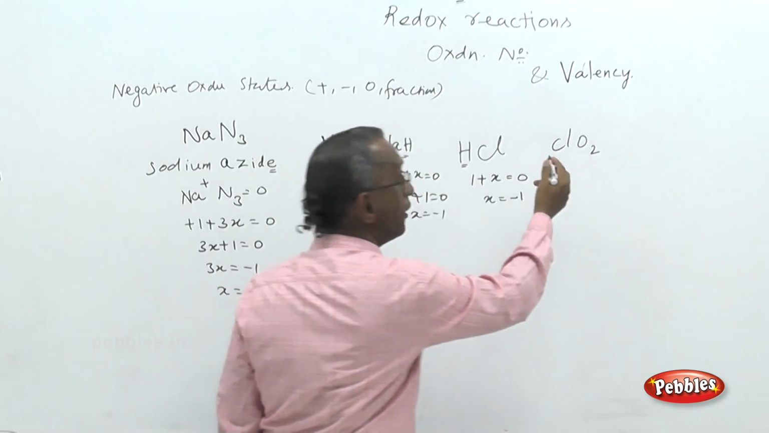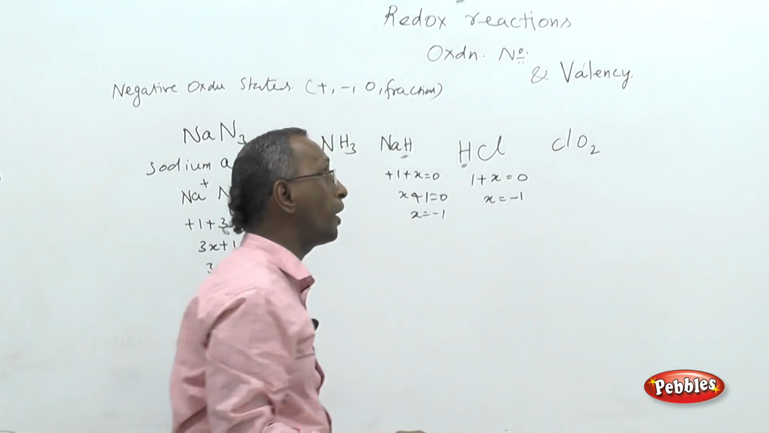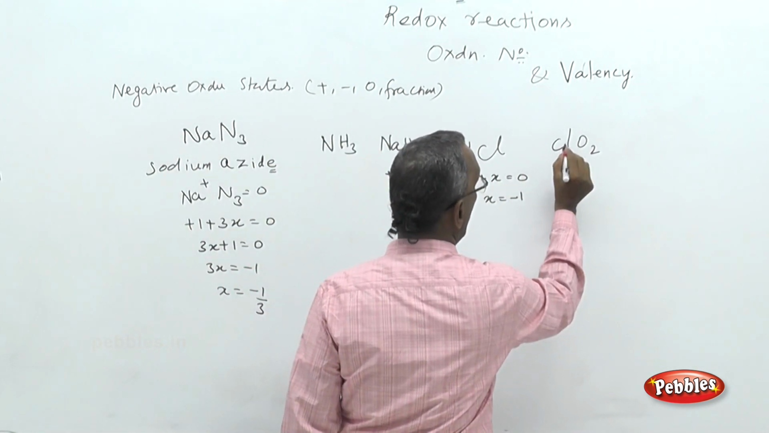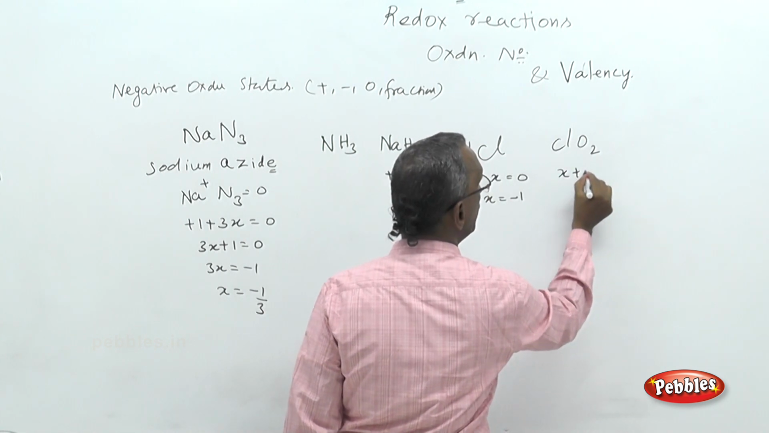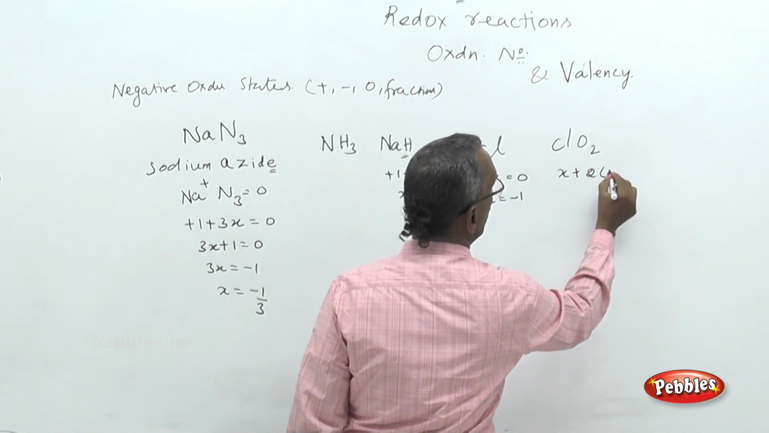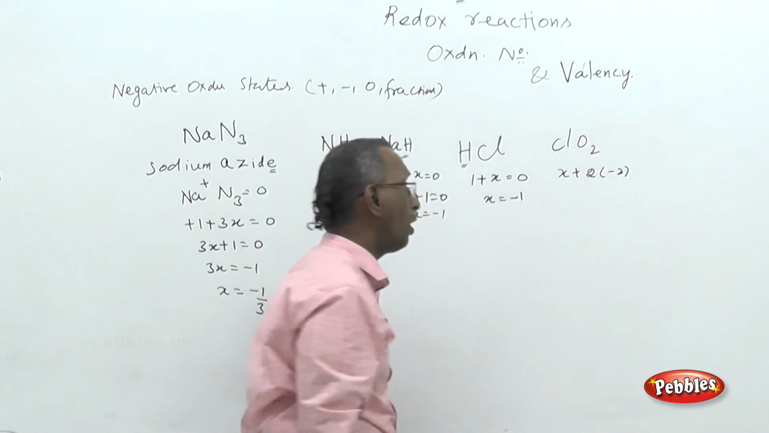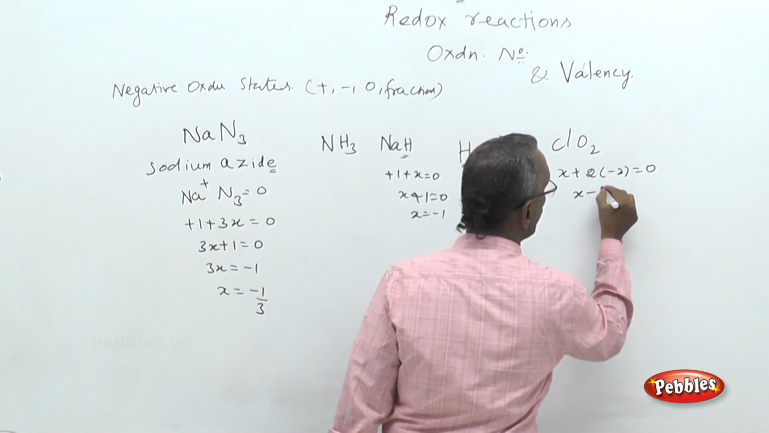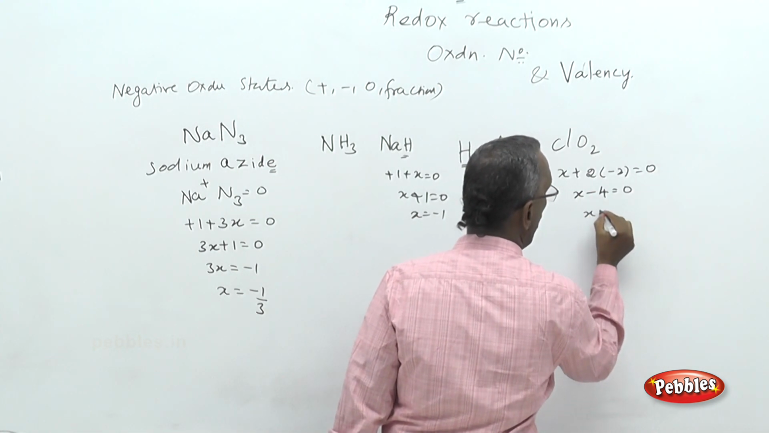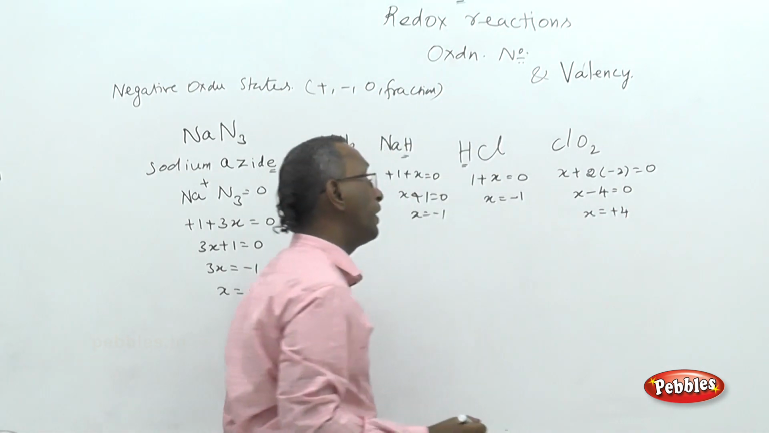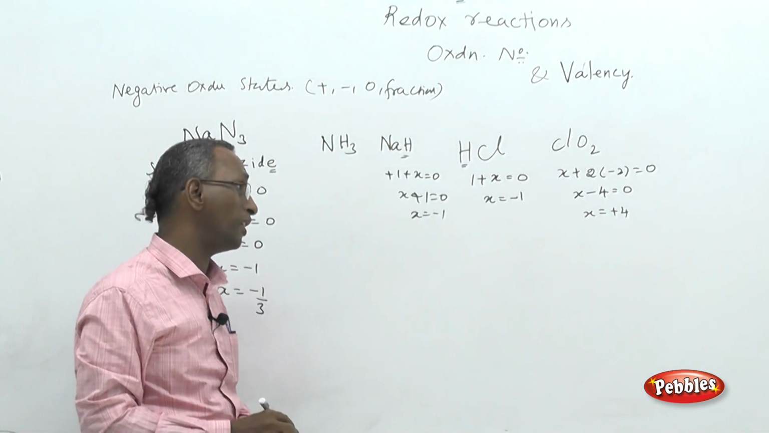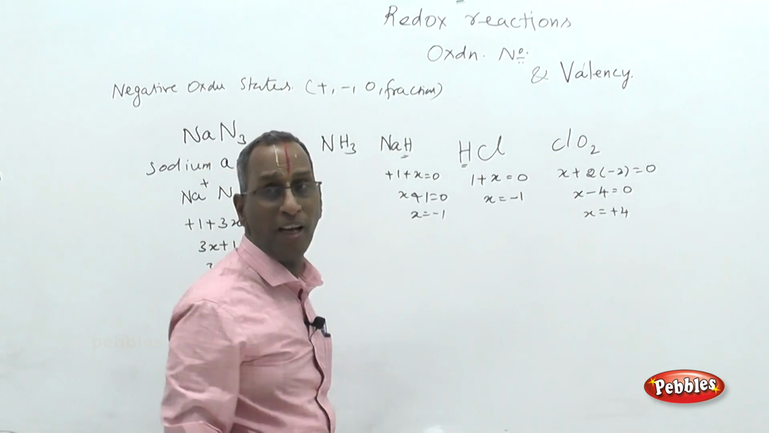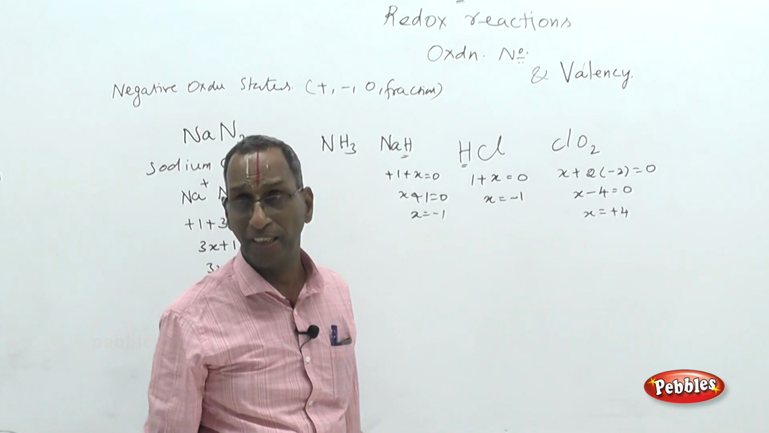But in ClO2 the chlorine oxidation state would be positive because we call this compound chlorine dioxide. Let the oxidation state of chlorine be x, plus there are 2 oxygen atoms, each having an oxidation state of -2. So x - 4 = 0, or x = +4. So in some compounds chlorine shows a positive oxidation state, such as chlorine dioxide. In most compounds it shows negative. Generally halogens show a negative oxidation state.